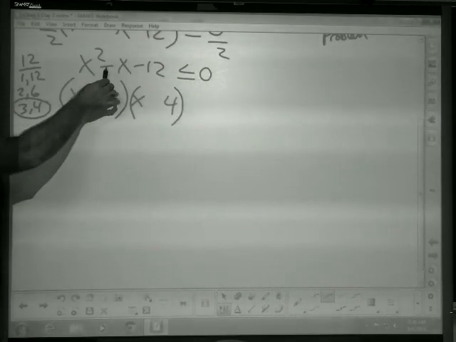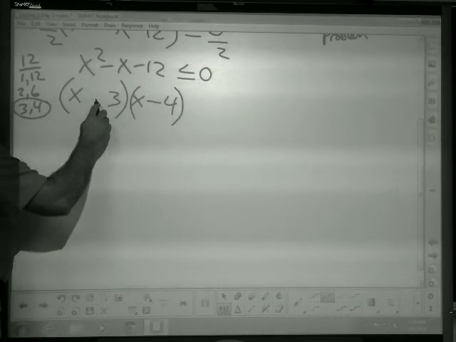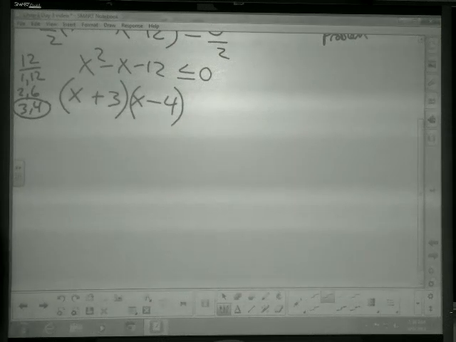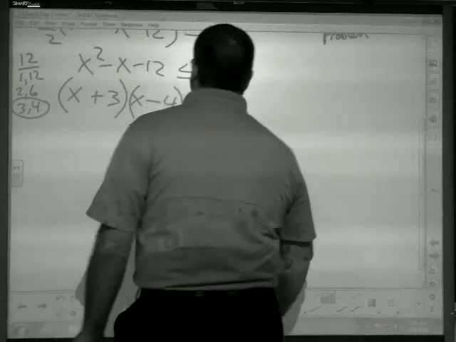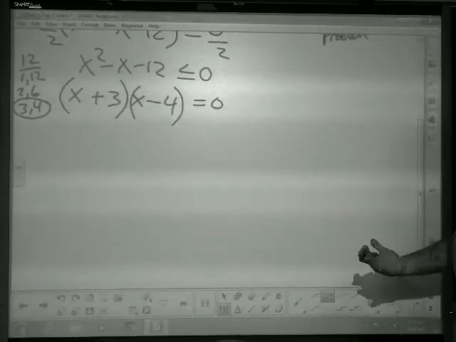Now I need a negative. And that negative on the B term goes to the bigger number. Negative 4, add 3 to get to negative 1. And still factoring like it's equal to 0. So I'm going to change that symbol to equal to 0. I'm going to factor like it's equal to 0.